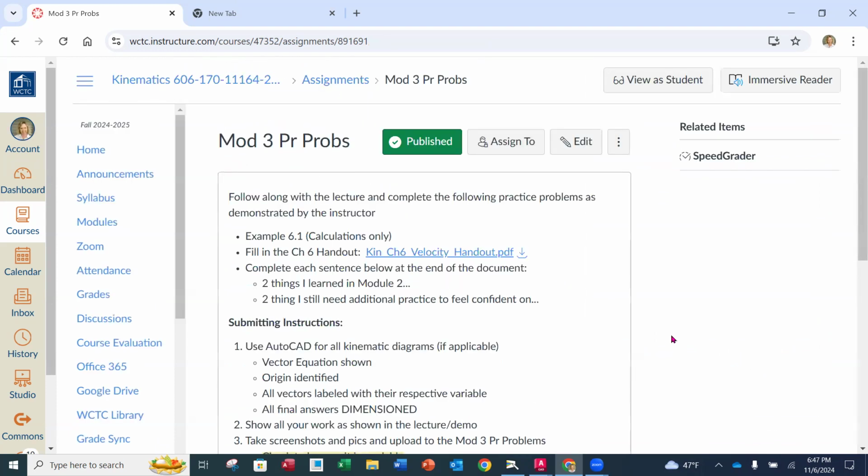Scan the packet or take pictures, as long as I can see it. So when you're handing in your practice problems for the handout portion, you can scan it or take pictures, making sure that they're readable and not grainy. Any other questions pertaining to the assignment or the practice problems? Okay. All right, then I'm going to stop this recording.